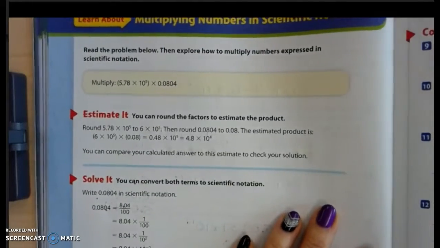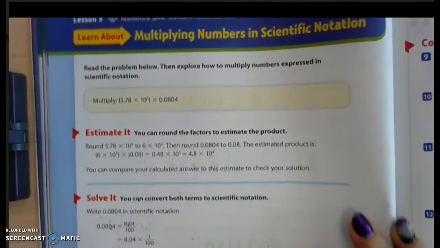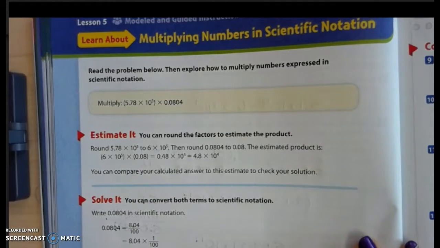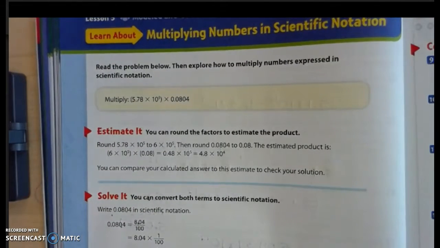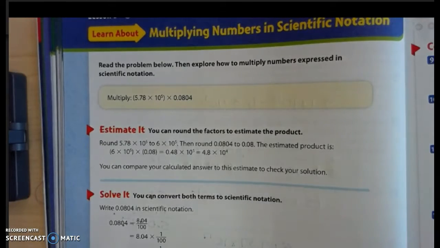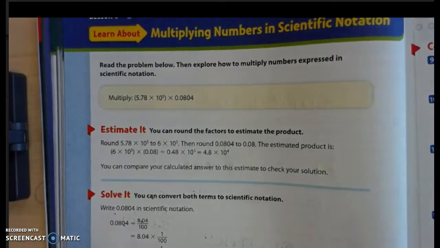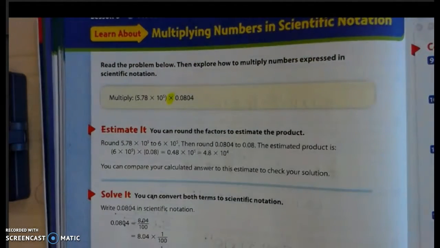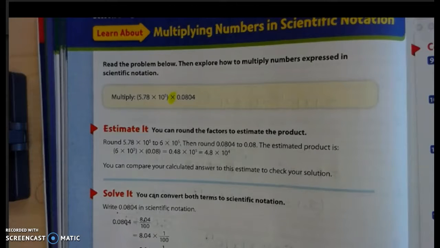All right, in your instruction book on page 42, this one is talking about multiplying numbers in scientific notation. Read the problem below and then explore how to multiply numbers expressed in scientific notation. Now, I gave you some tips yesterday for anything math related. The first tip I gave you was to always look at your operation. When I look in the middle of this problem, I see multiplication, so I know I'm multiplying these numbers.